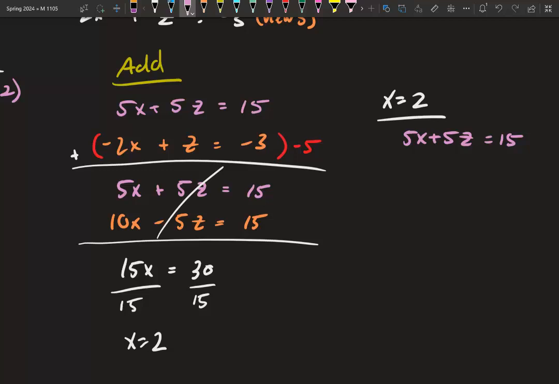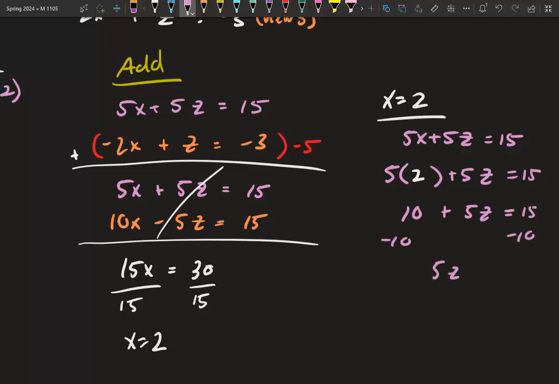So let's plug it in. We have 5x, which is 2, plus 5z equals 15. So we have 10 plus 5z equals 15. Subtract 10. We have 5z equals 5. Divide by 5. And we get z equals 1. So we have x, we have z. We're missing y, because that was the first variable we got rid of.